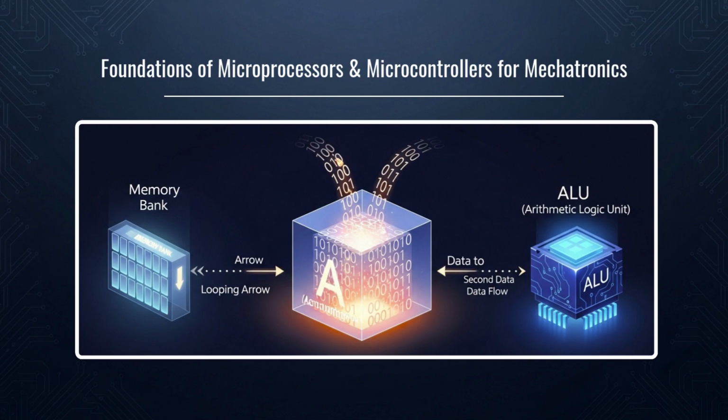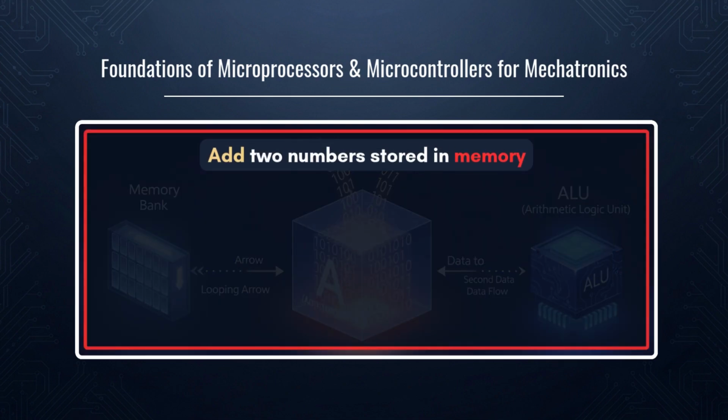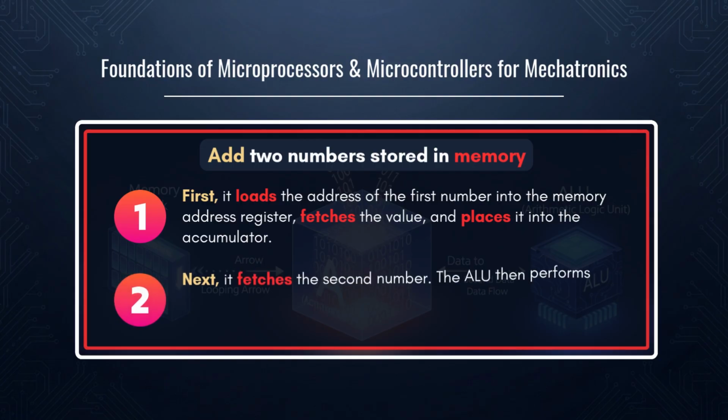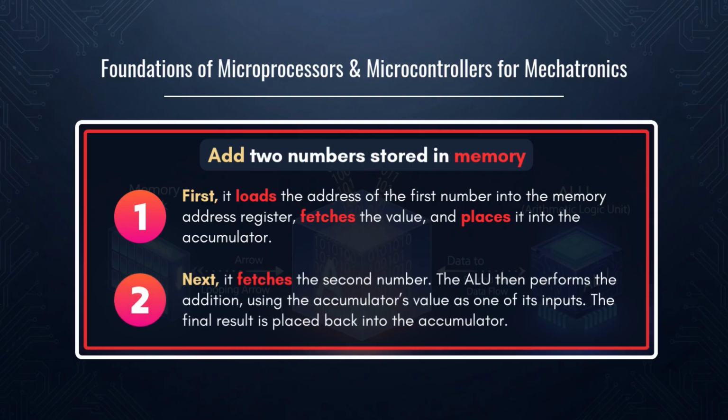Here's how it works. Imagine the CPU needs to add two numbers stored in memory. First, it loads the address of the first number into the memory address register, fetches the value, and places it into the accumulator. Next, it fetches the second number. The ALU then performs the addition using the accumulator's value as one of its inputs. The final result is placed back into the accumulator.